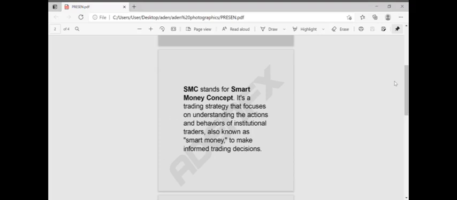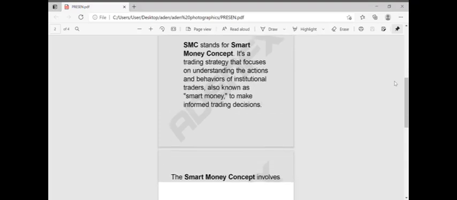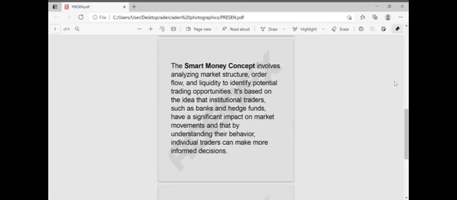Smart money concept is what this is also known as. When you are able to study this, you'll be able to make an informed trading decision so that you won't mess up. The next slide says the smart money concept involves analyzing market structure, order flow, and liquidity to identify potential trading opportunities.